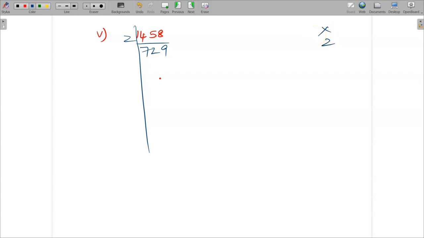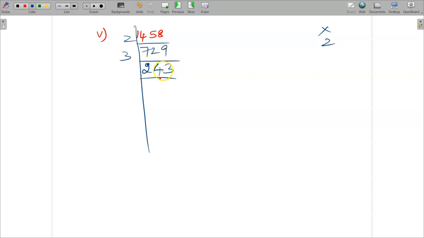Let me check for 3. Sum the digits. 7 plus 2 is 9, 9 plus 9 is 18, 18 is divided by 3, so this number will be divided by 3. 3 2s are 6, balance is 1, it will become 12. 4 3s are 12, 3 3s are 9.